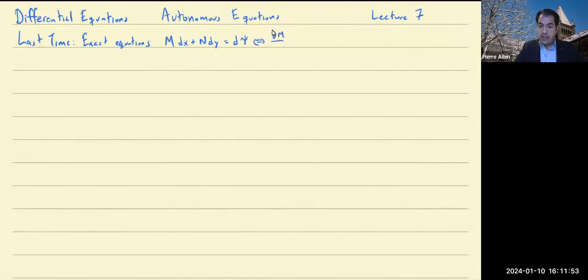the derivative of M with respect to y, which would be equal to the second derivative of psi with respect to x and then with respect to y, would have to be equal to the derivative of N with respect to x, because that would also be equal to the second derivative of psi, right? So that's clearly a necessary condition, and we saw, or rather I told you, that on nice domains, it's also a sufficient condition.